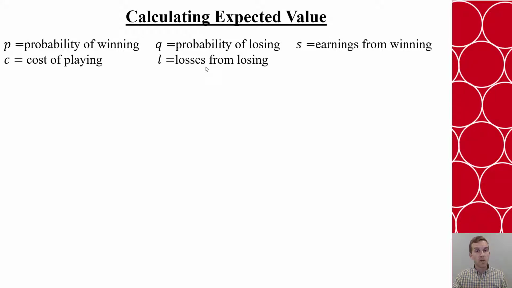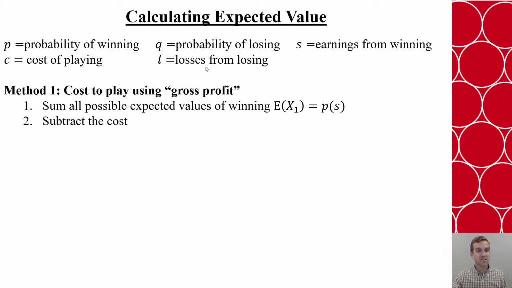So one of the ways that we can calculate is to look at the gross profit idea when there's a cost to play. When this happens, we're going to calculate the gross profit of each expected value, add them together, and then subtract the total cost to play.